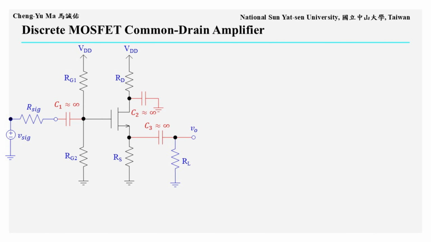Again, we start with DC analysis. Since the DC signal frequency is 0, the coupling capacitor impedance 1 over j omega c is infinite, so the coupling capacitors are open circuits. The DC circuit shown on the right is therefore the same as the DC circuit used in the previous CS discrete amplifier and in the CG discrete amplifier just discussed.